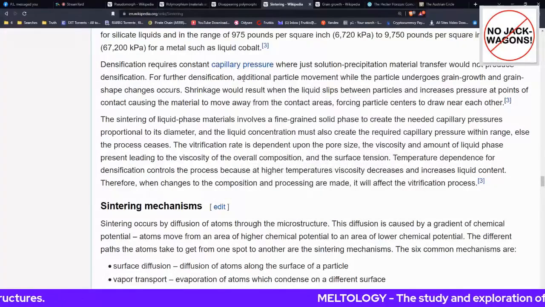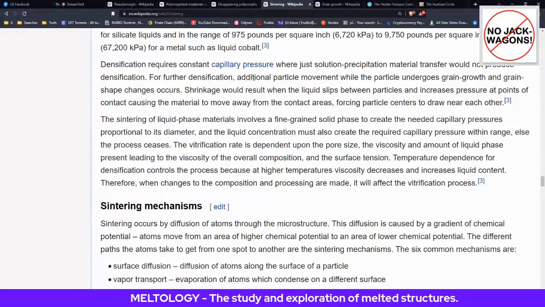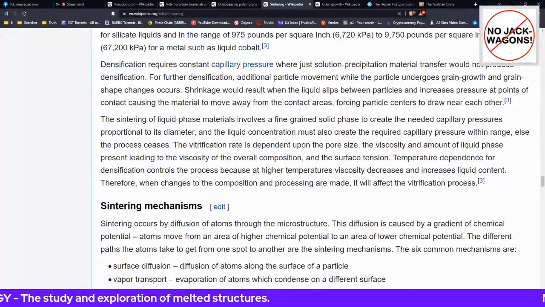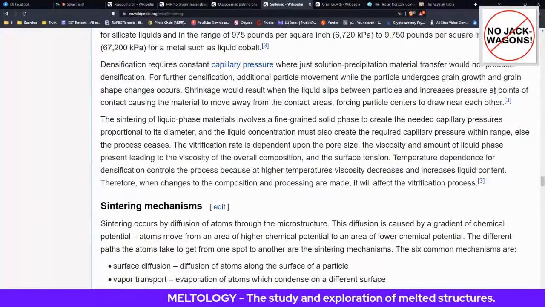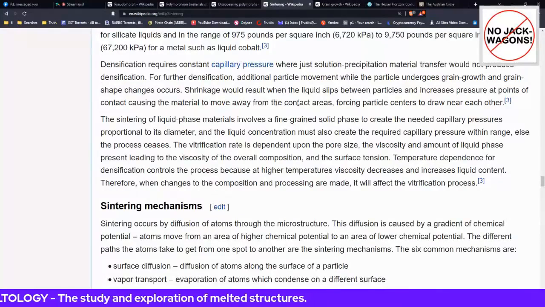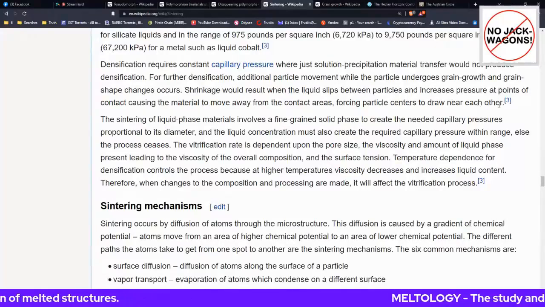Is that what we're seeing when they smush down on top of each other and get compacted, like with the brick layers? Yes, exactly. Look, this particle undergoes grain growth and grain changes occur. Shrinkage will result when the liquid slips between the particles and increases pressure at points of contact, making the material move away from the contact area, forcing particle centers to draw near each other.